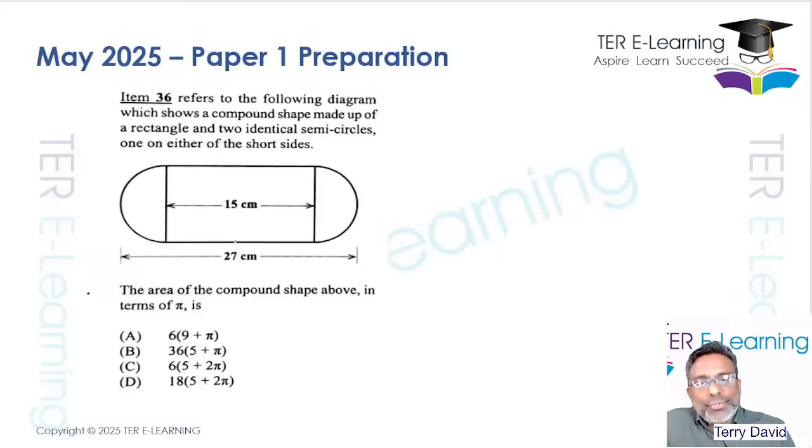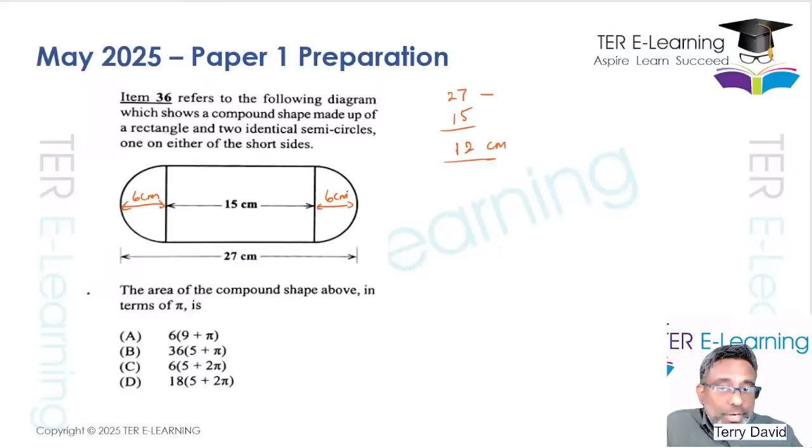Now with respect to the dimensions, this length here is the same as this length here. So how do we do that? That's the radius of the circle. All we're going to do is take 27 minus 15. 7 minus 5, you get 2. 2 minus 1, you get 1. So therefore, that total length there is 12 cm. That means the radius on the side here is 6 cm, and the radius here is 6 cm. So you want to get the area of the compound shape.